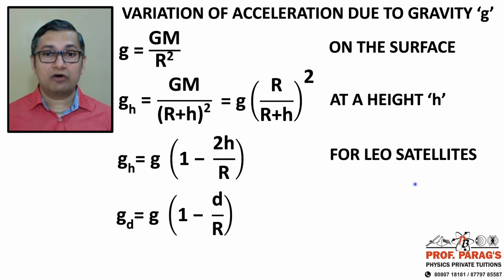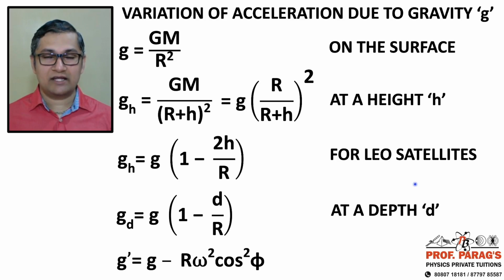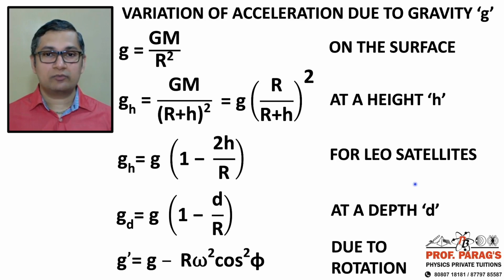And what about variation due to depth? Instead of h, now we have d. So the acceleration due to gravity at depth d, gd, is equal to g into 1 minus d by R. And finally we also saw variation due to rotation of earth. That is g dash. It is going to be g minus R omega square cos square phi. Omega is the angular velocity of earth, phi is the latitude.